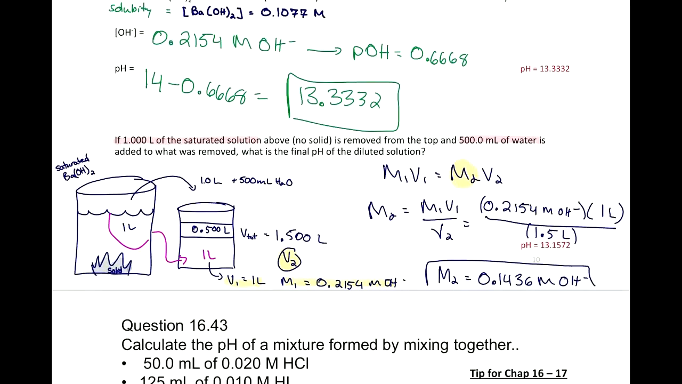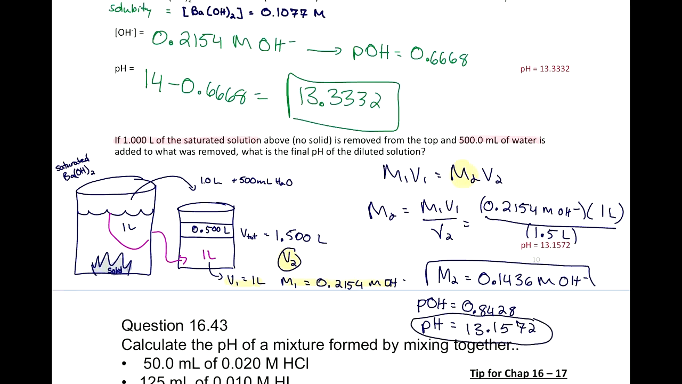So if I negative log this number, what P am I calculating? POH, yes. So if you negative log that, POH equals 0.8428, and so subtract from 14 because this is 25 degrees. We're allowed to do that. We get the pH that's given there, 13.1572.